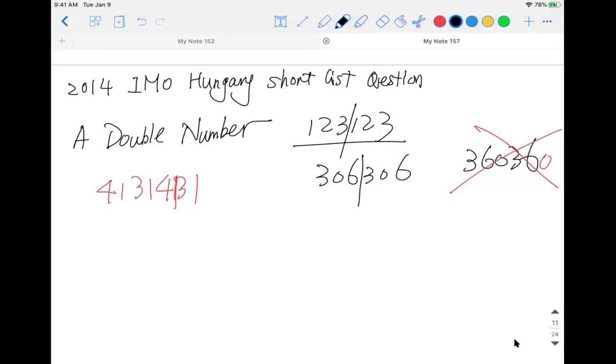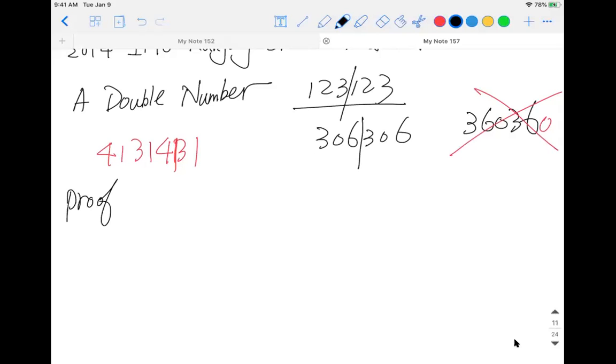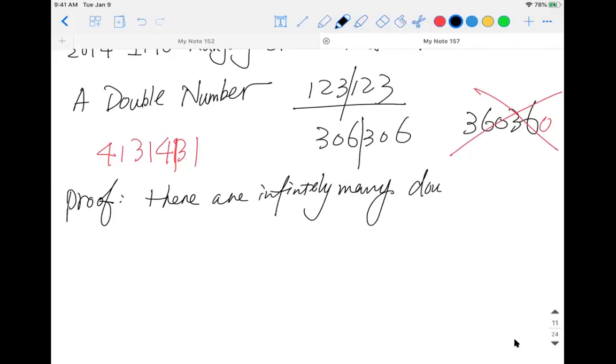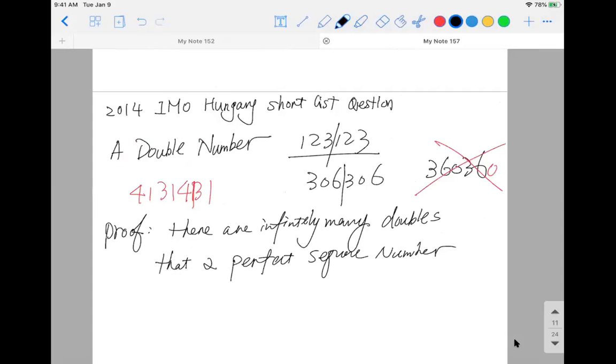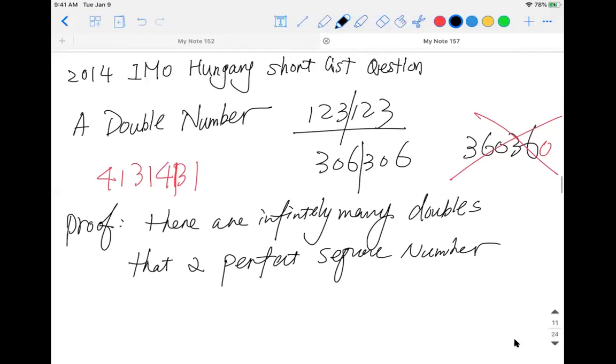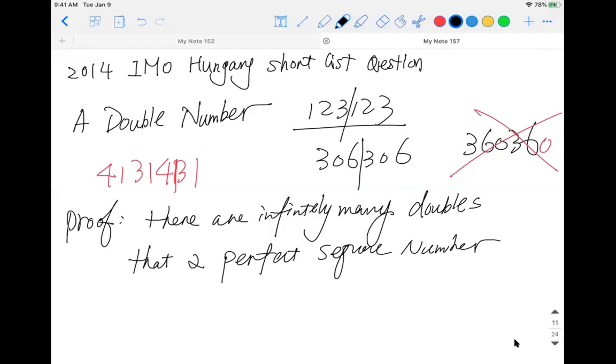Okay, with all of this, please prove there are infinitely many double numbers that are perfect square numbers. You see, these problems really look like the IMO problems, right? These all say the same thing. They give you a definition, a weird definition, but this is not so weird, right? A double number, just write it twice, whatever. Prove there are infinitely many double numbers that are perfect square numbers.